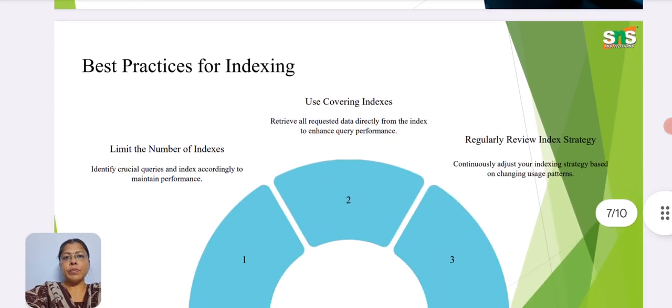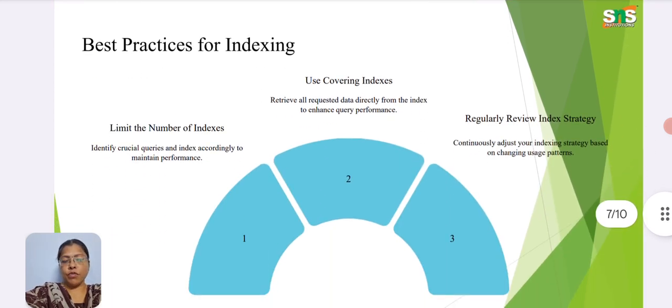And what are the best practices for indexing? Limit the number of indexes. Then use covering indexes, so that all the requested data can be retrieved directly by covering the indexes. Then regularly review the index strategy, which is very important for changing usage patterns.